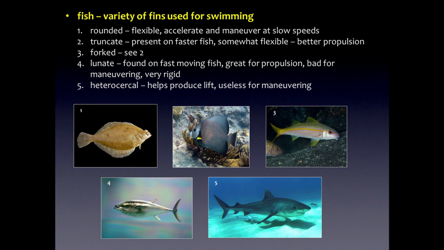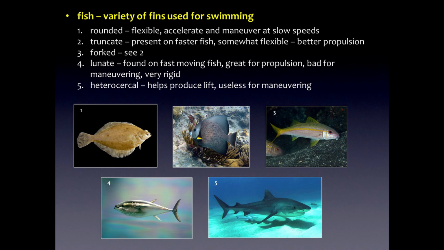And then we get to the tail fins number 4 and number 5. These are ones that are found on fish that move fast. Number 4, the lunate tail fin. I think that's a tuna that we're looking at there. We see this on very fast moving fish. Excellent in terms of propulsion. Not very good for maneuvering.